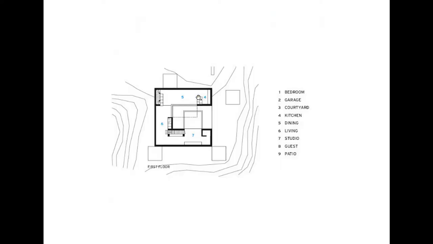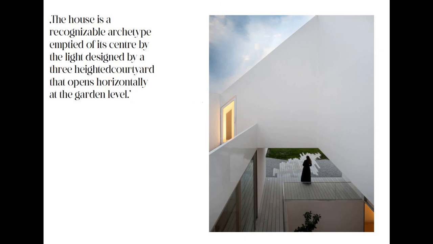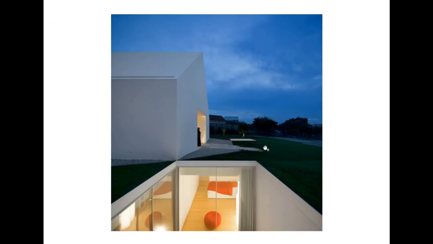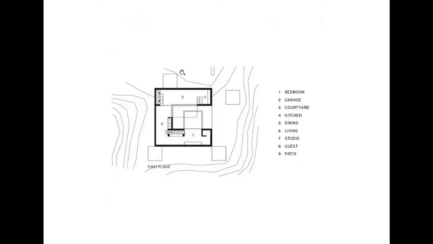And the large opening is really nicely cut through that one. And this house is a recognizable archetype emptied of its center by the light, designed by the three-height courtyard that opens horizontally at the garden level. So from the street we can see just a typical gable house roof, a white building, but there are no roof tiles, just a white shape, a white mass.